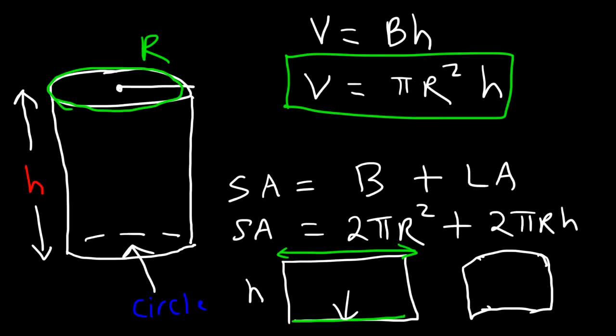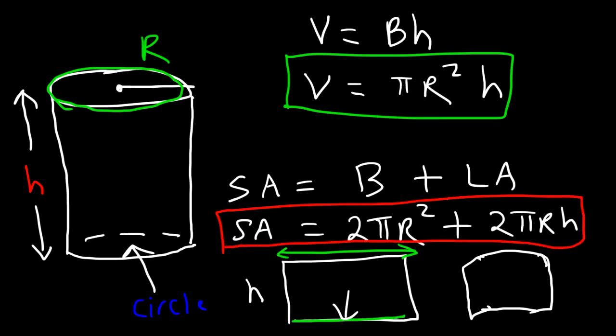So that is the surface area. It's basically the area of the base, that is the area of the circle on top and the bottom, plus the lateral area, the area that is around the cylinder. So those are the two formulas that you need in order to calculate the volume and the surface area of a cylinder.